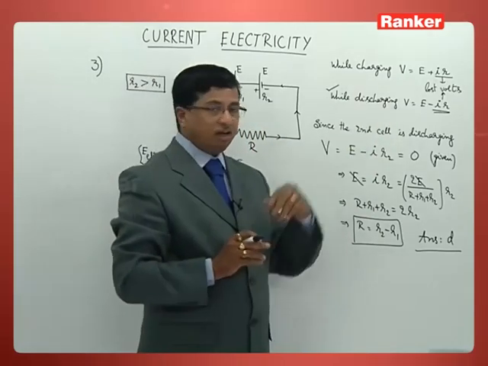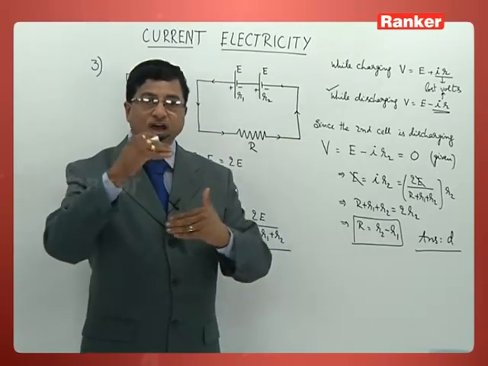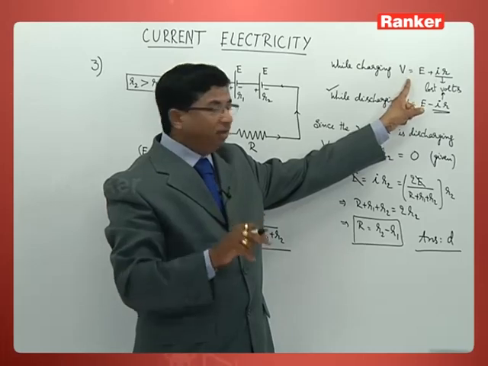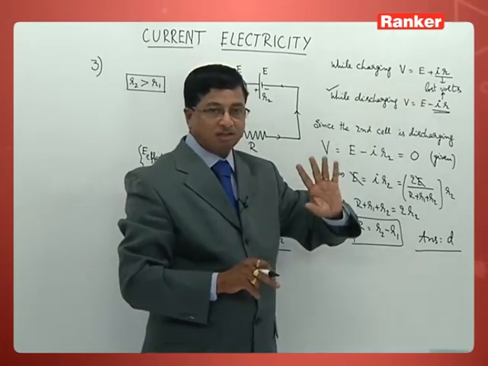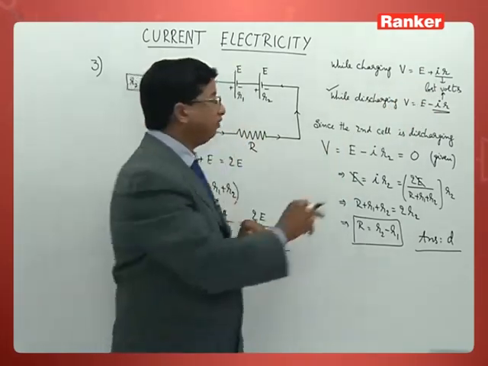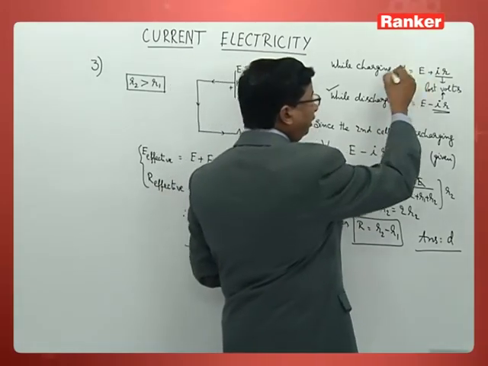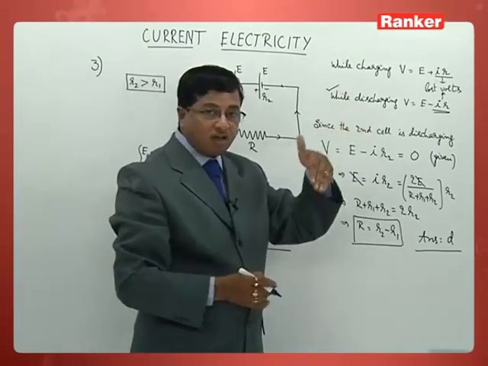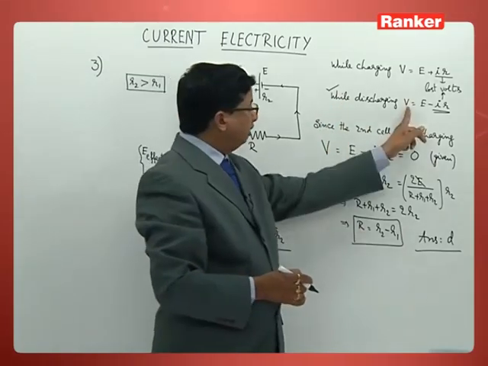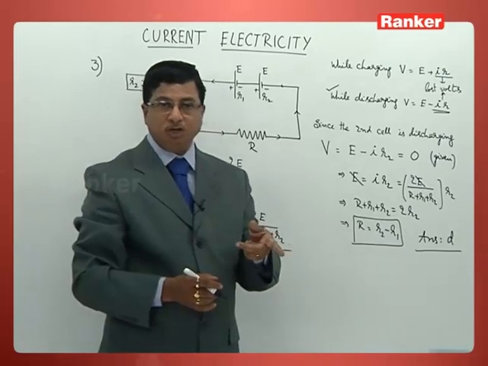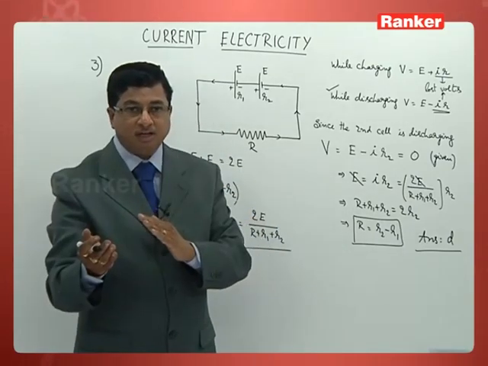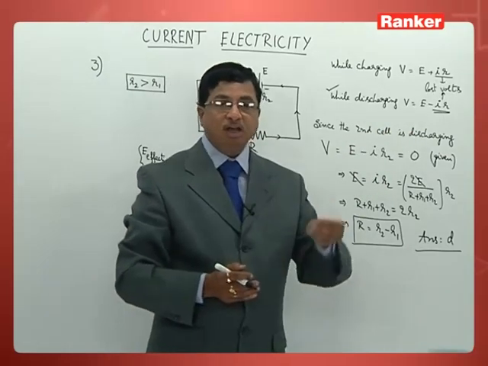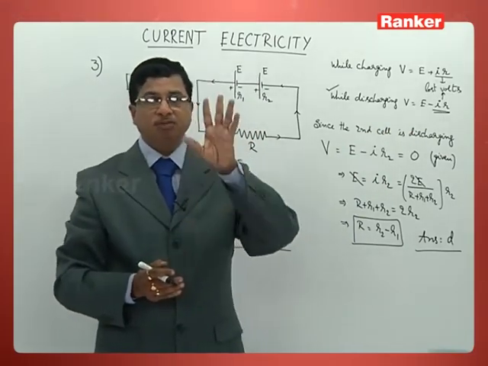And come to the second: while a cell is charging, the terminal potential difference V will be E plus IR. That means terminal potential difference will be greater than EMF. That is the point. When the cell is discharging, then terminal potential difference V is equal to E minus IR. There you can understand terminal potential difference will be less than the EMF of the cell.